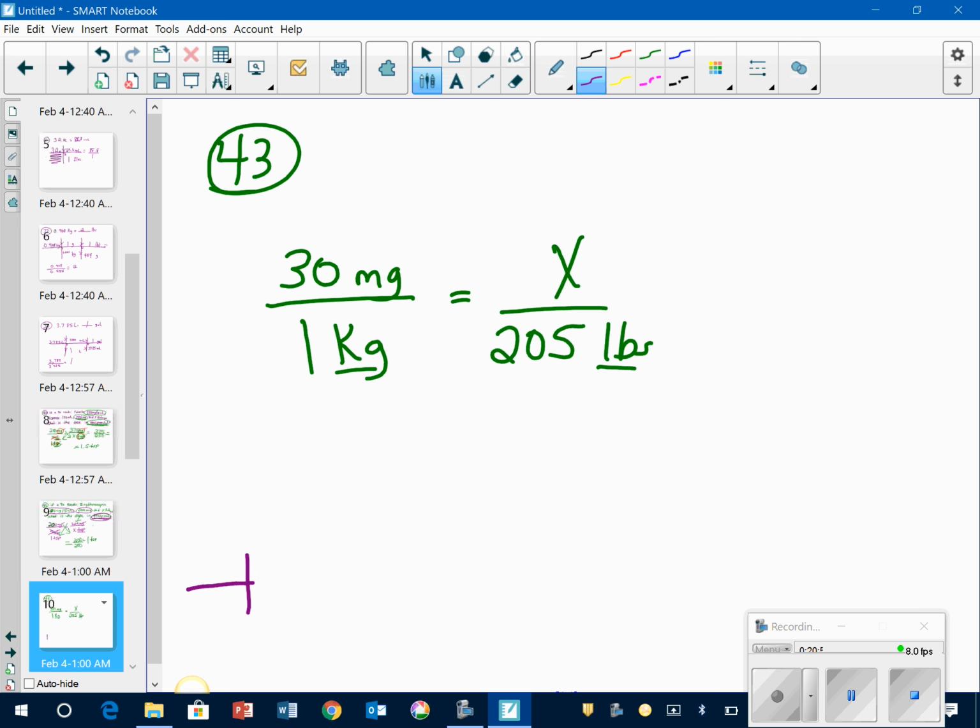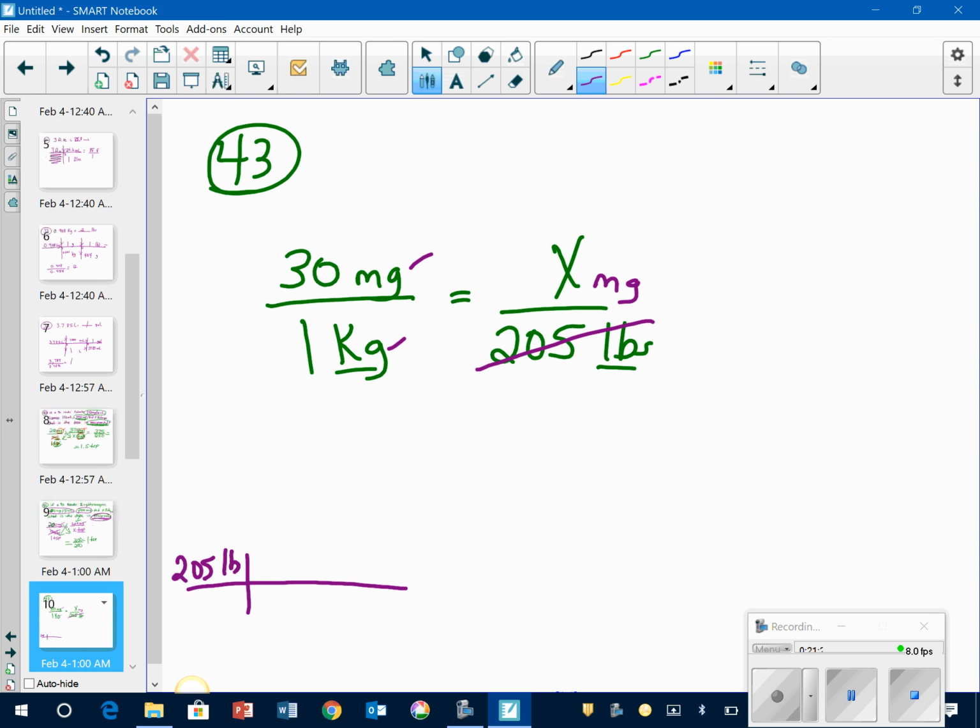I always do mine down somewhere where you can't find it. We have milligrams here. We're trying to find the X milligrams here. Okay, kilograms here, but we need to convert this over to kilograms. Or you could do the 1 kilogram. We could switch it to pounds. Either one. Okay. But I'm just going to do the harder one just to show you.